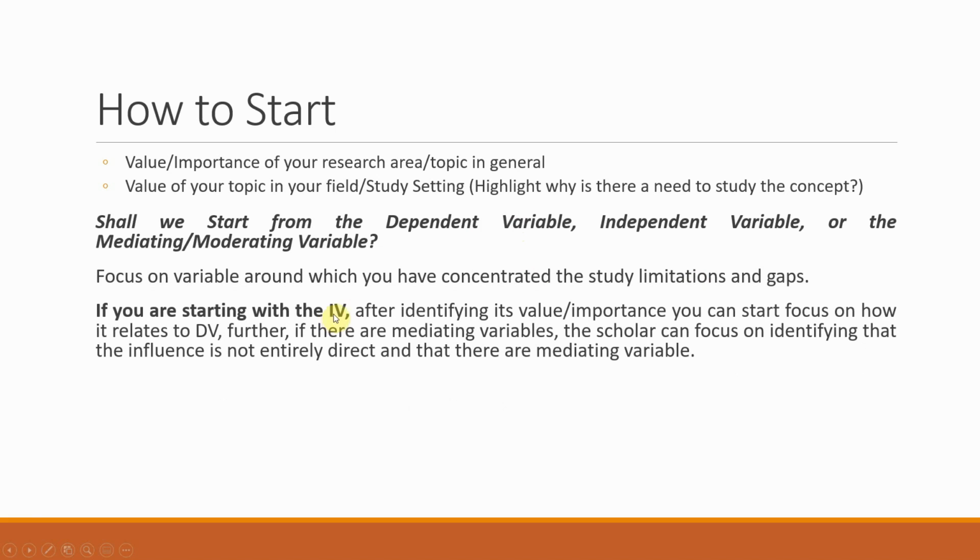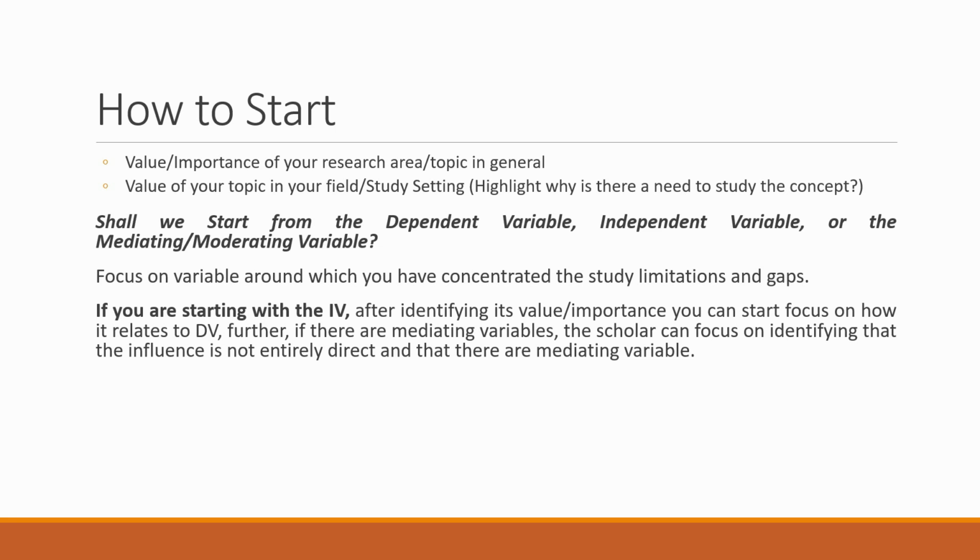Now, for instance, if your gaps revolve around your independent variable, then you should start from your independent variable by identifying its value and importance. After you have identified the value and importance of your independent variable, your focus should be how it relates to the dependent variable. Once you have done this, if there are any mediating variables in your study, the scholars can focus on identifying that the influence is not entirely direct, that the independent variable does not have a total impact on the dependent variable, but actually the impact of IV on DV is through other variables referred to as mediating variables. So this is how you can start.